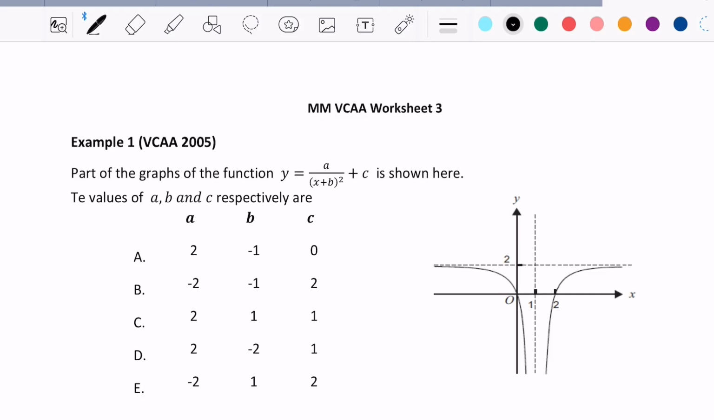These are the solutions to VCAA worksheet number 3. Example 1. Part of the graph of the function y equals a(x plus b) all squared plus c is shown here. The values of a, b, and c respectively are.